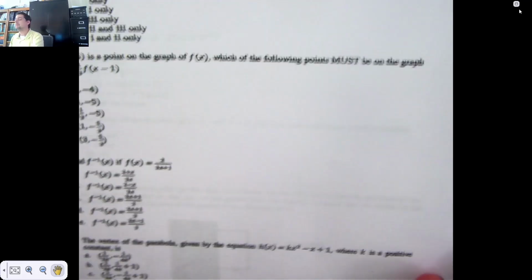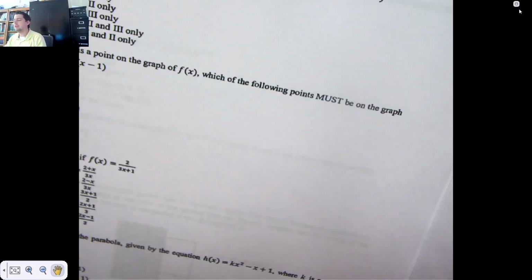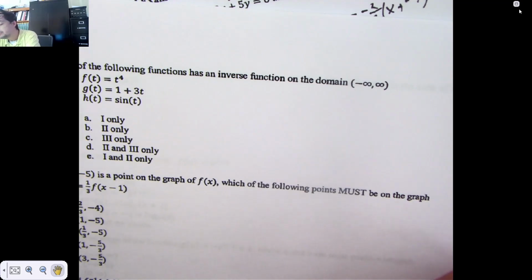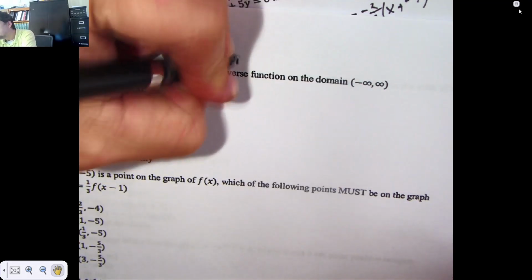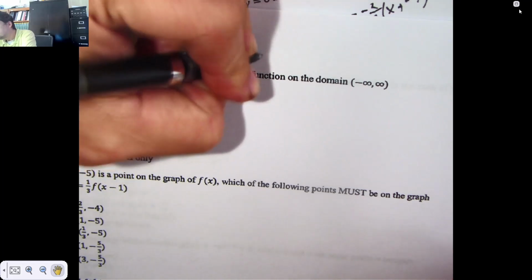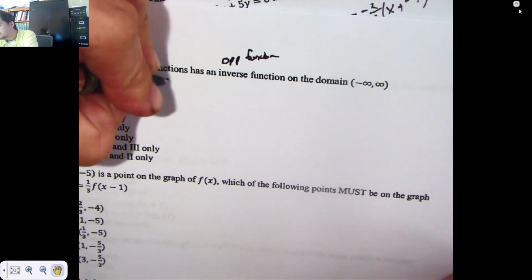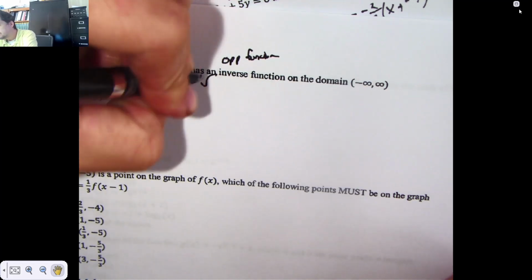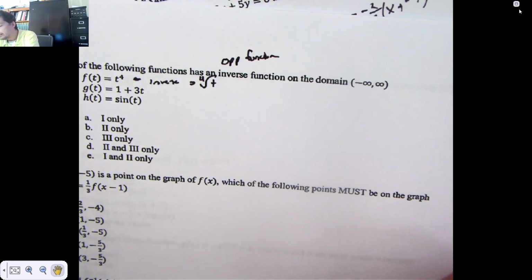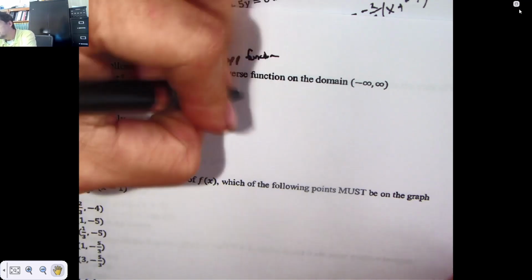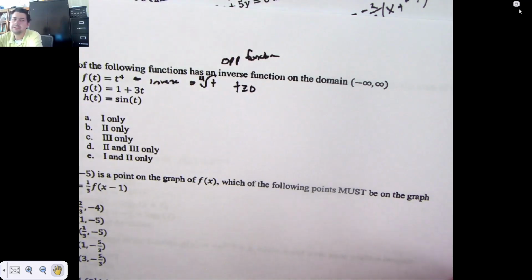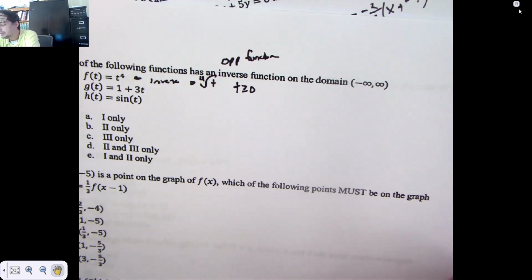I like this question. Which of the following functions have an inverse function on the domain negative infinity to positive infinity? So hopefully you understand inverses are basically just the opposite function. This guy right here would have an inverse equal to the fourth root of t, and its domain would be that t is greater than or equal to 0 because you can only take the fourth root of positive numbers. So it's not choice 1.